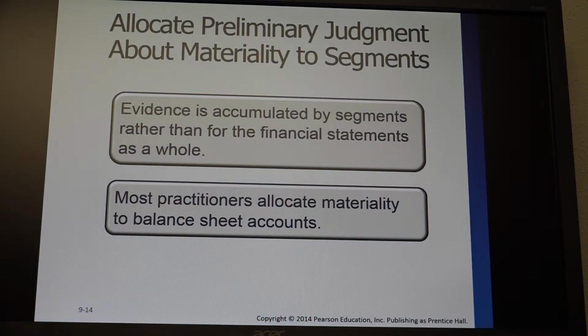Performance materiality is defined as the amount set by the auditor at less than materiality for the financial statements as a whole, to reduce to an appropriately low level the probability that the aggregate of uncorrected and undetected misstatements exceeds materiality for financial statements as a whole.